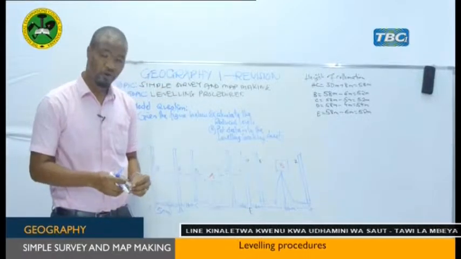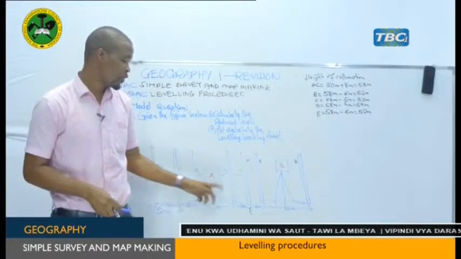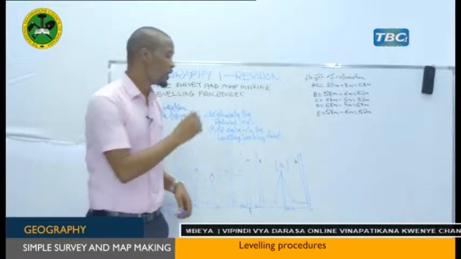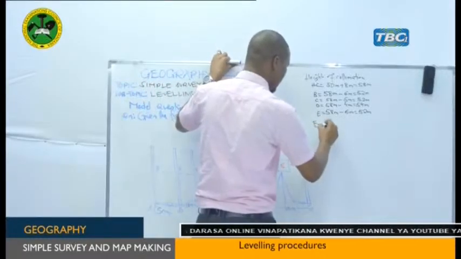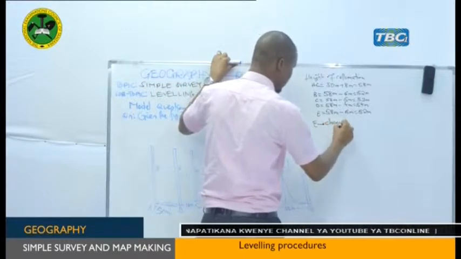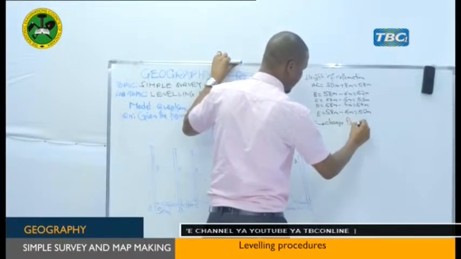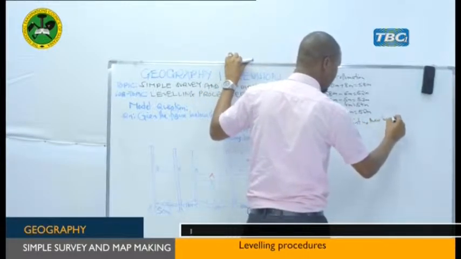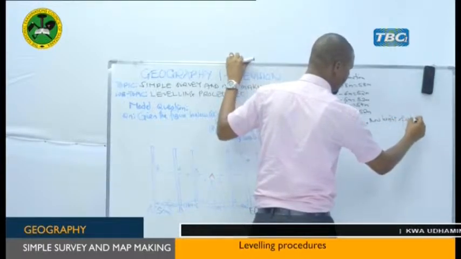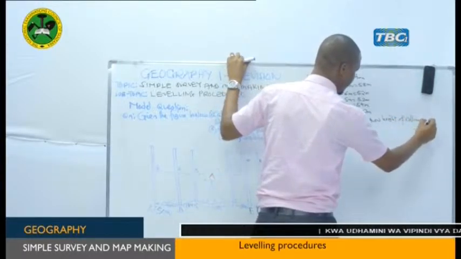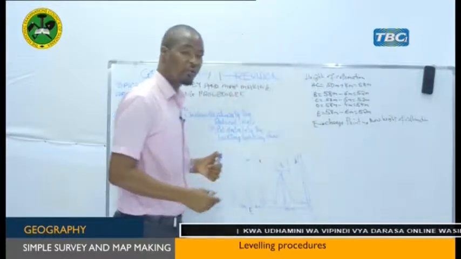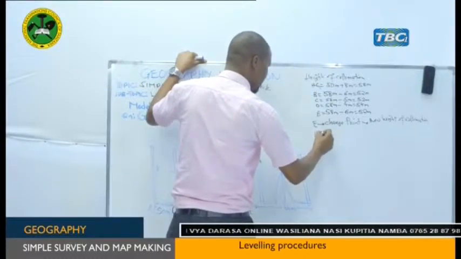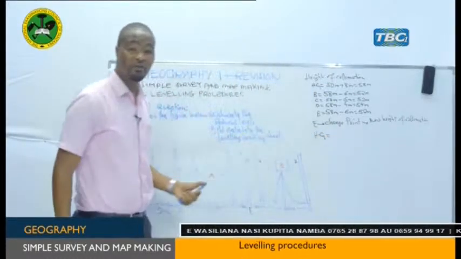So when we find the changing point, it means we have to find another height of collimation. You remember? So right here, point E, we call it the changing point. At the changing point, you have to find the new height of what? Of collimation. You have to find the new height of collimation. So the second height of collimation, let us call this the first height of collimation. It means we will find the new height of collimation, or the second height of collimation.